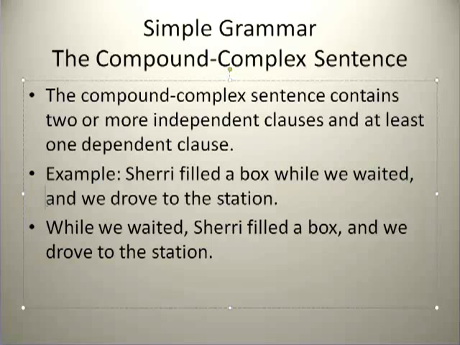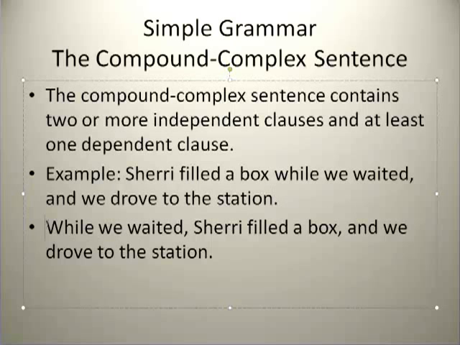We then have a coordinating conjunction, the word and, which connects us to this following clause, which is an independent clause, we drove to the station. So that gives us three clauses. Two of them are independent, one is dependent.